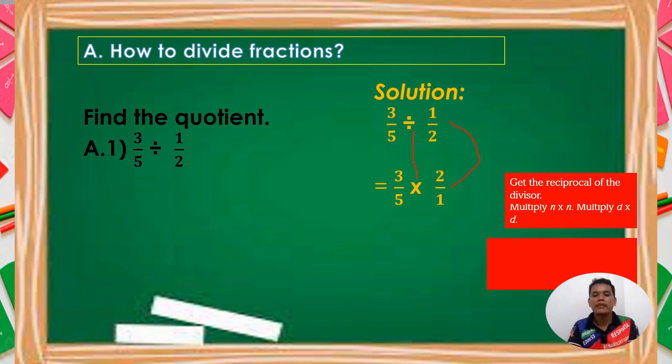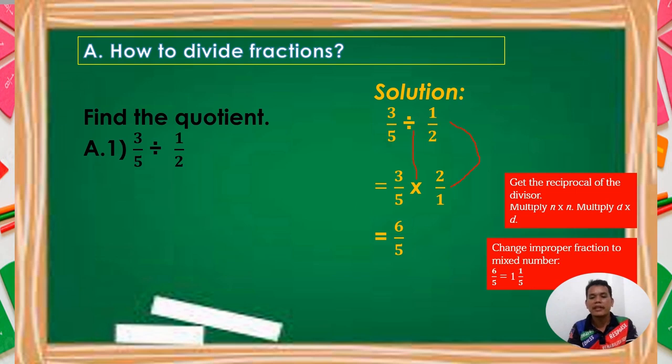So we can proceed with multiplying the numerators and then multiplying the denominators. So 3 times 2 is equal to 6, and 5 times 1 equals 5. But consider the fraction 6/5. It is an improper fraction. So we need to change that into a mixed number.